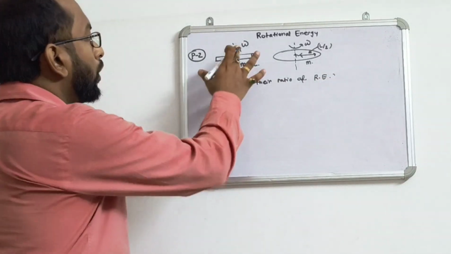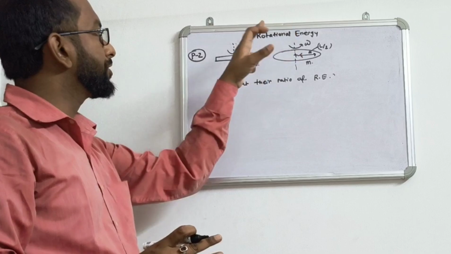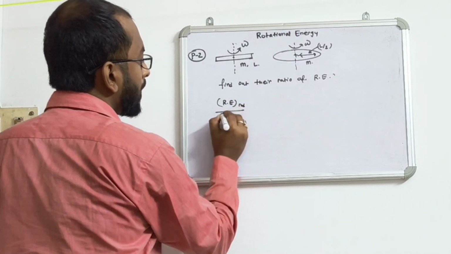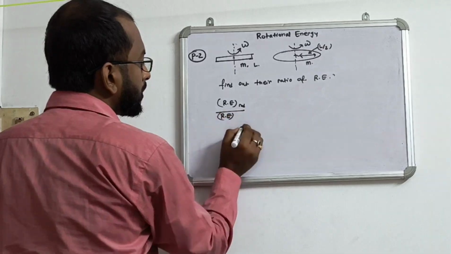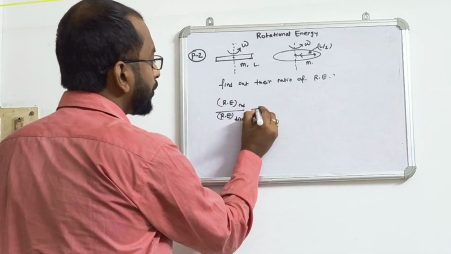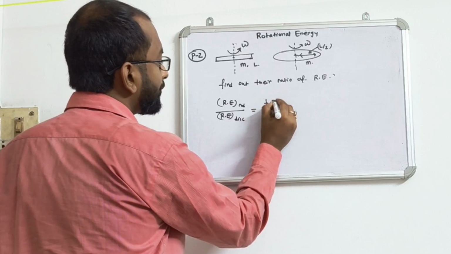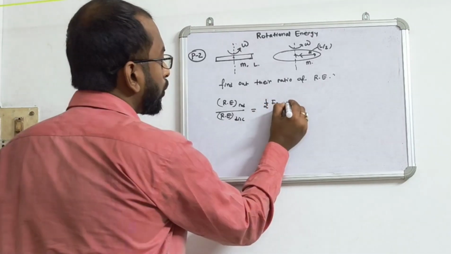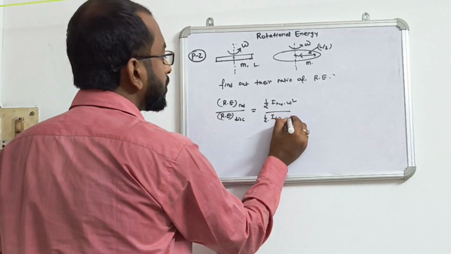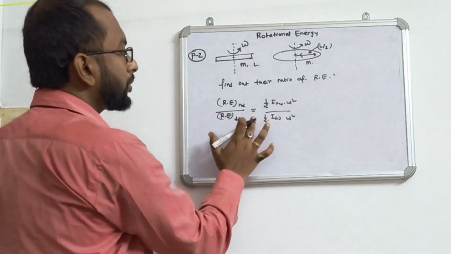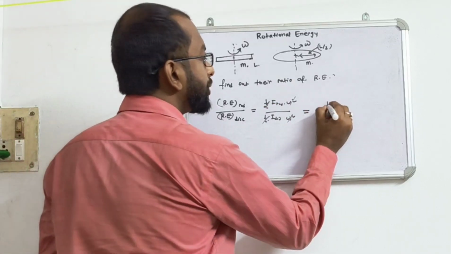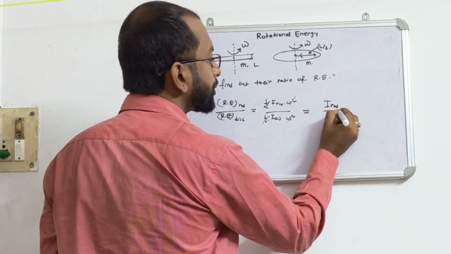It's very simple. They are both rotating with the same angular velocity omega. So the ratio of the rotational energy of the rod to the rotational energy of the disc is half of I rod omega square by half of I disc omega square. See, omega square by 2 will cancel. So the ratio will basically be the ratio of their moments of inertia only, I rod by I disc.